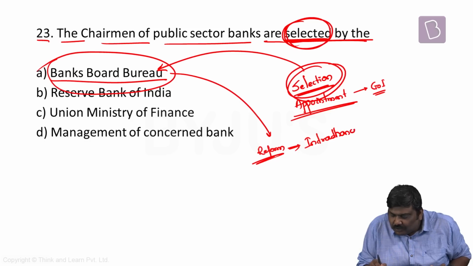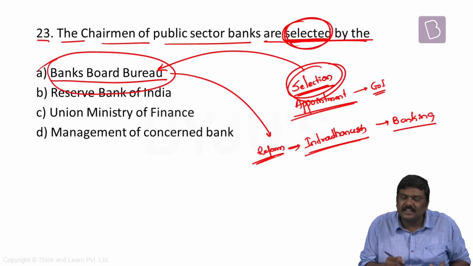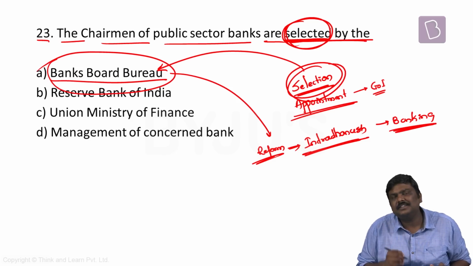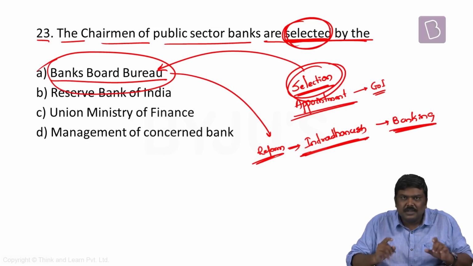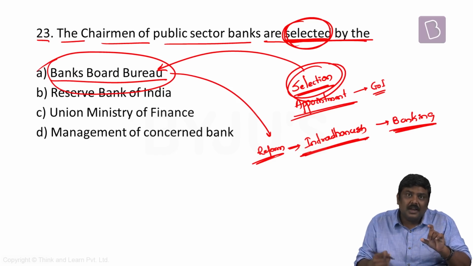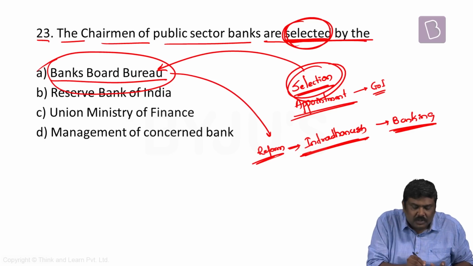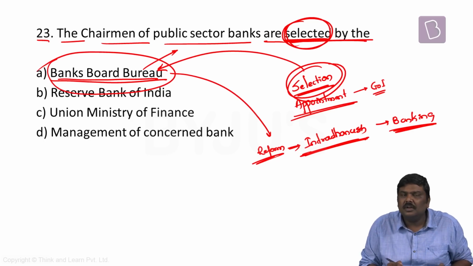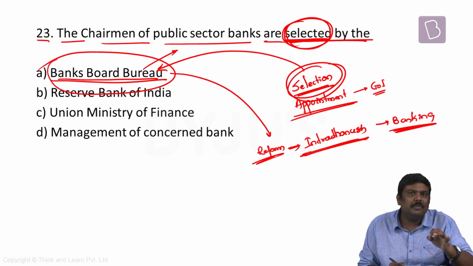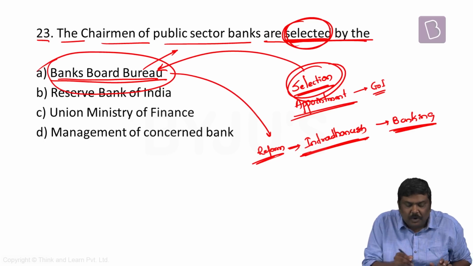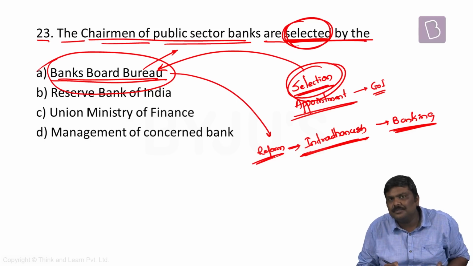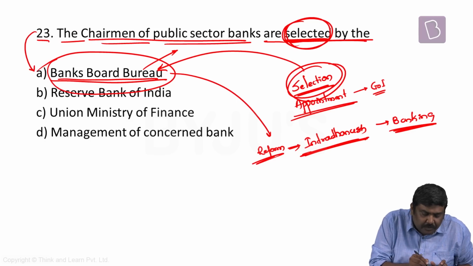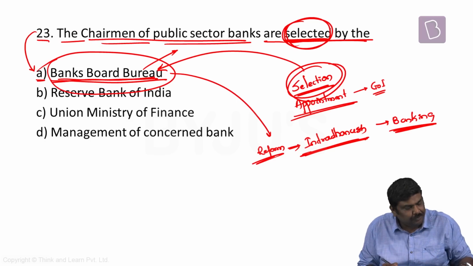Indradhanush was a set of 7 reforms in the banking sector. Do not get confused between Indradhanush of the healthcare sector and Indradhanush of the banking sector. Under Indradhanush, 7 sets of reforms were announced. One of the very important reforms was the Bank Board Bureau. The Bank Board Bureau is responsible for giving recommendations to the Government of India with respect to the appointment of chairmen of public sector banks. So the right option for question number 23 will be option A, Bank Board Bureau.